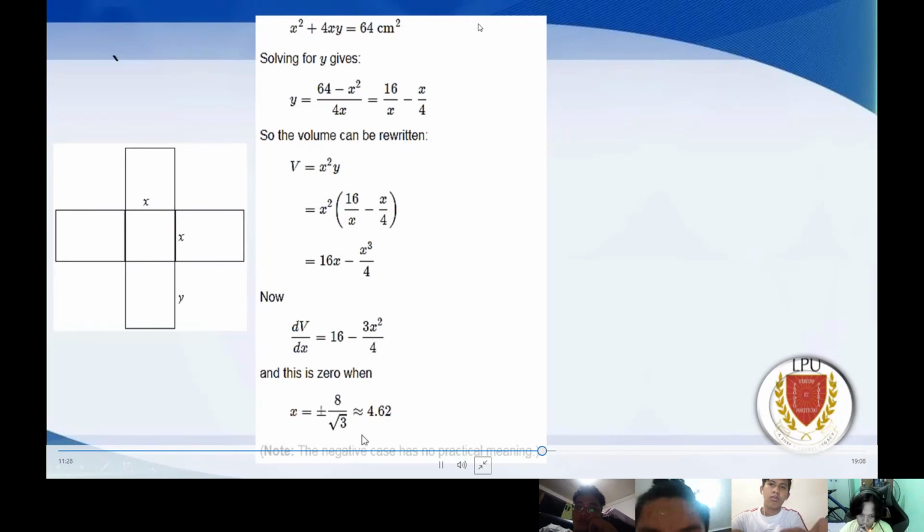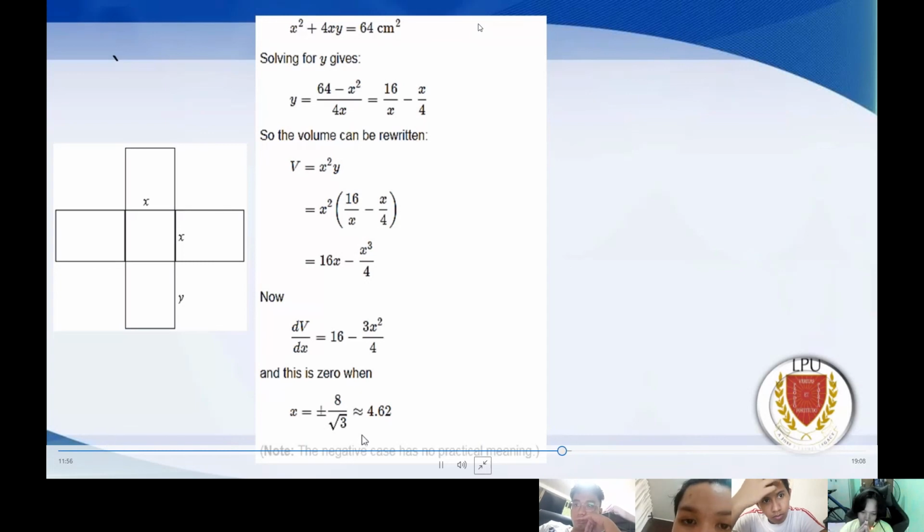We have x equal to positive or negative 8 over square root of 3, or in decimals, approximately 4.62. And take note that since we are talking about dimensions, you do not consider the negative value because we don't have a negative dimension. The minimum dimension would be nothing, that is no dimension at all, 0. So the minimum dimension would be 0.00001 and so on. The negative case has no practical meaning, so we choose the value of 4.62 as your x.